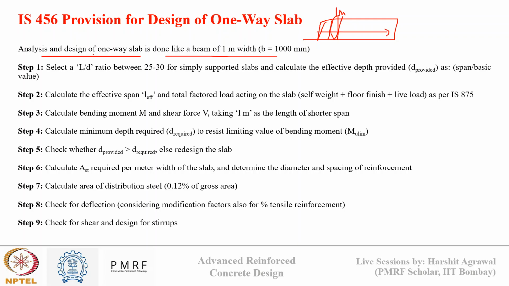In this, we will first select an L by D ratio in the range of 25 to 30 for a simply supported slab, and we'll calculate the effective depth. So the first step is, using clause 23.2, we need to select the effective depth of my slab based on assuming an L by D ratio.